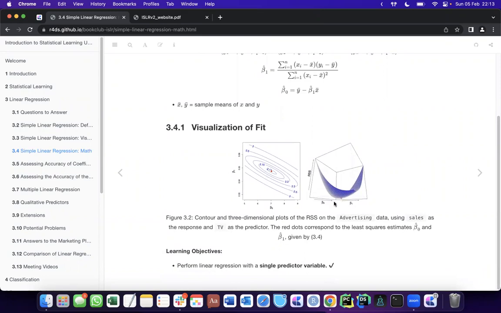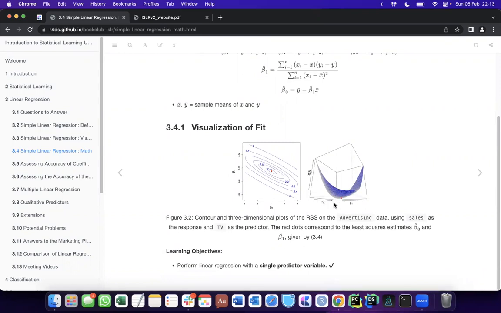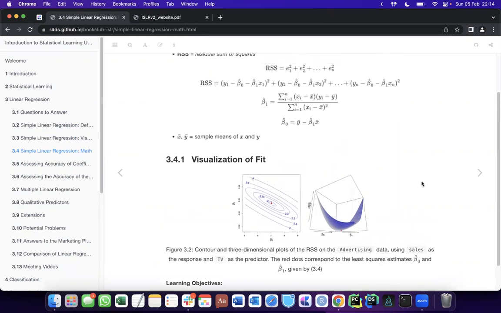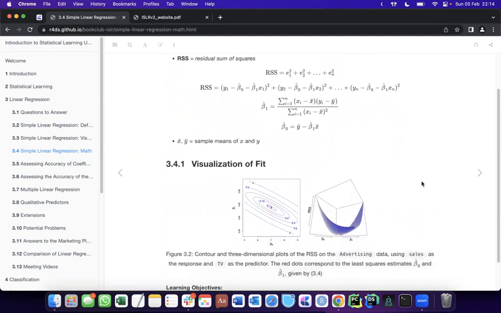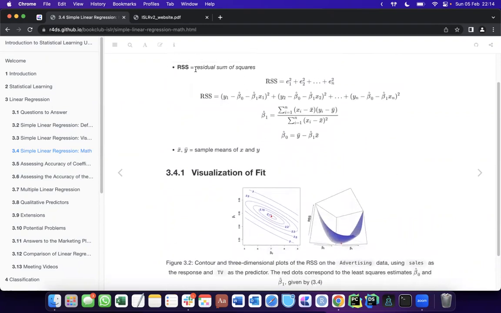So if we're looking on the sort of X and Z dimensions, we're looking at our two parameters and we can clearly see that at that point, we've got the perfect intercept and slope parameters. So that our residual sum of squares is at its lowest point. So that one quite helped me with my understanding. And so that's basically simple linear regression and how we would calculate a residual sum of squares.